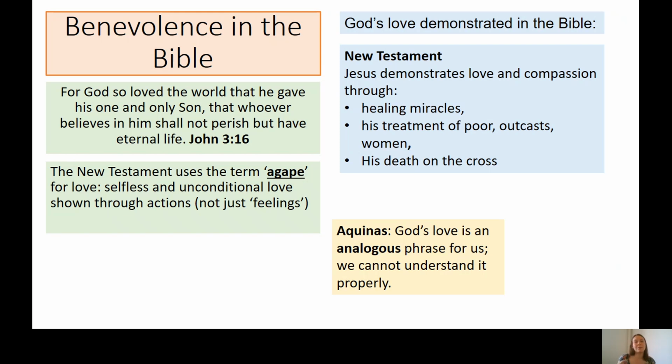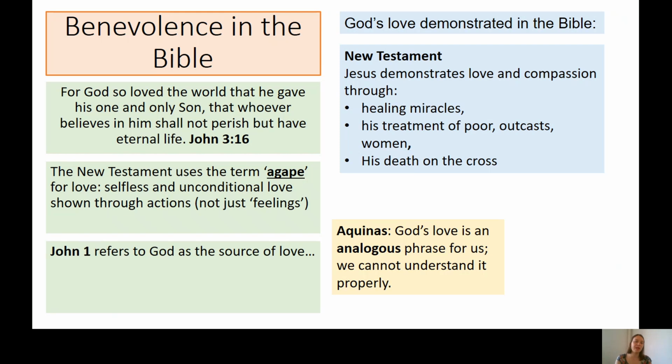And so when the Bible talks about the love of God or the love of Jesus in the New Testament, it uses the term agape. So it's not just about feelings, it's love that's shown through actions. And John 1 also refers to God as the source of love. Let us love one another, for love comes from God. So that goes back to the idea of Aquinas, that God is not just loving, but God is love and is the source of love.